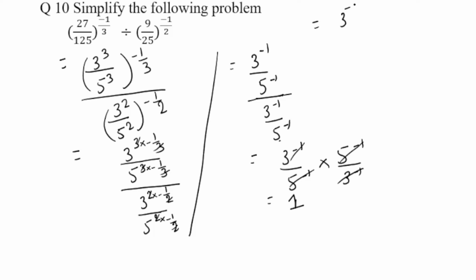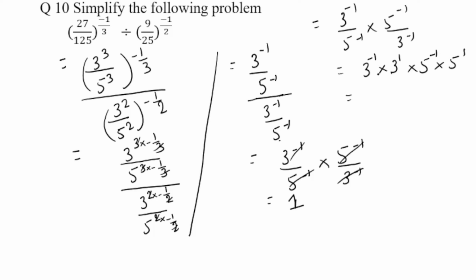3 to the power minus 1 divided by 5 to the power minus 1. Multiply 5 to the power minus 1 by 3 to the power minus 1. This 3 to the power minus 1 is negative in the denominator. If we move it to the numerator, it's going to be positive. Multiply 3 to the power 1. Similarly, 5 to the power minus 1 multiply. When this 5 to the power minus 1 moves to the numerator, it's going to be positive. 5 to the power 1.